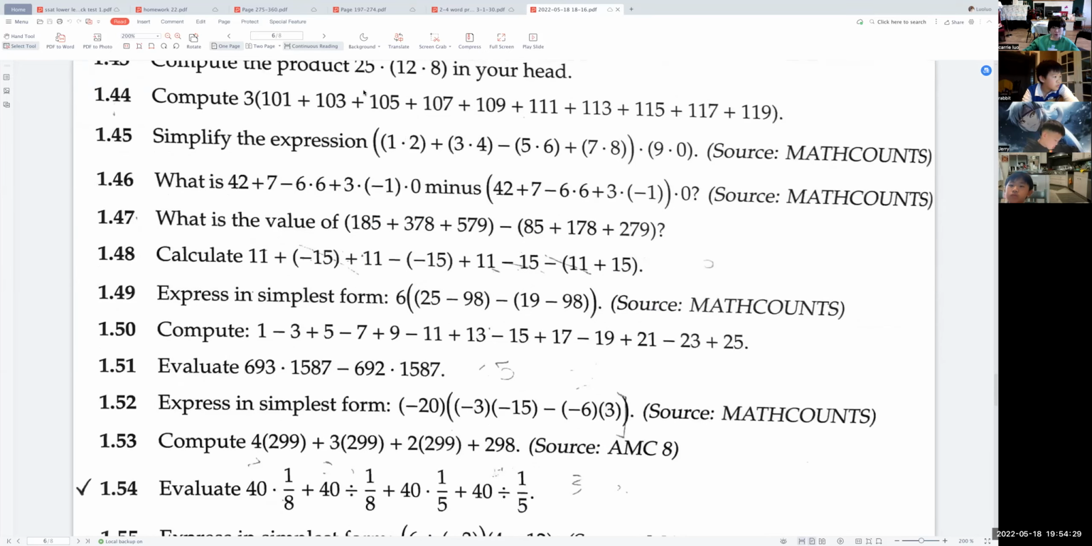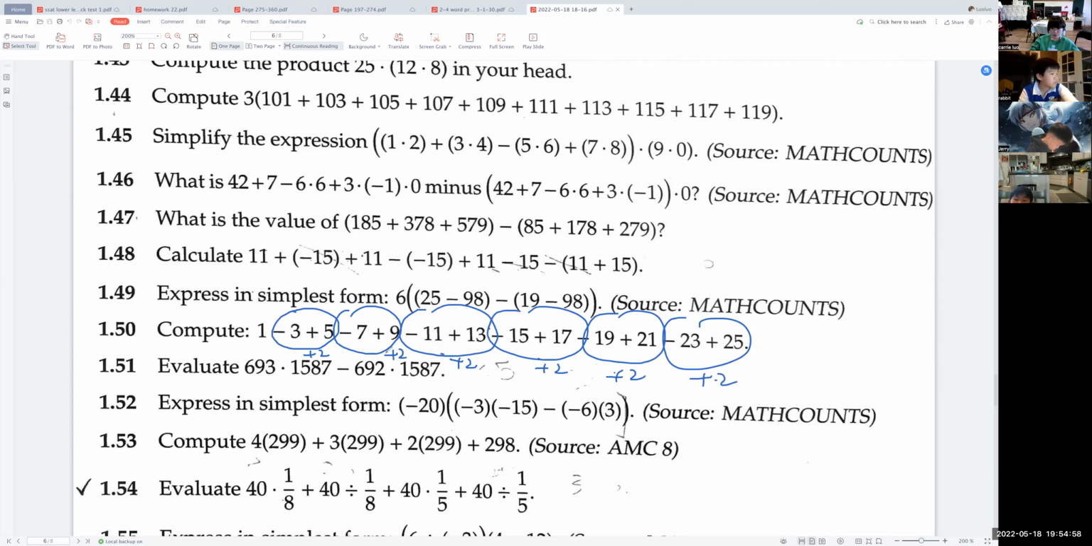Okay, so let's take a look at this one. You could do negative 2, negative 2, negative 2, negative 2. Or it can be positive 2, positive 2, positive 2, positive 2, positive 2. So 1, 2, 3, 4, 5, 6. So 1 plus 2 times 6 equals 13. Okay?